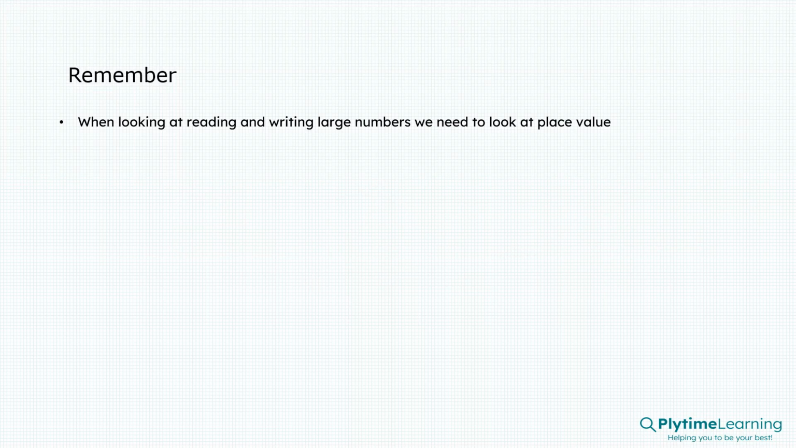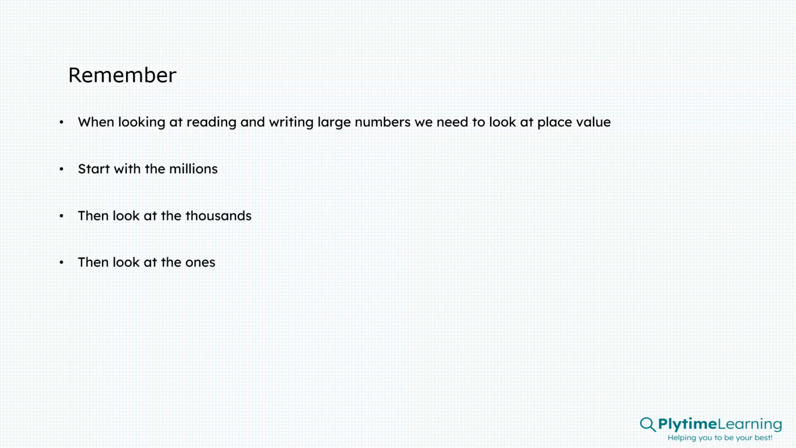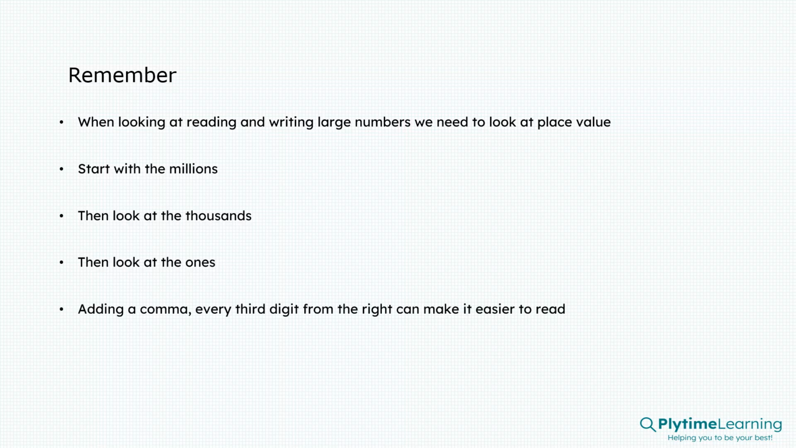Remember, when looking at reading and writing large numbers, we need to look at place value. We start with the millions, we then look at the thousands, and then look at the ones. And adding a comma every third digit from the right can make it easier to read.